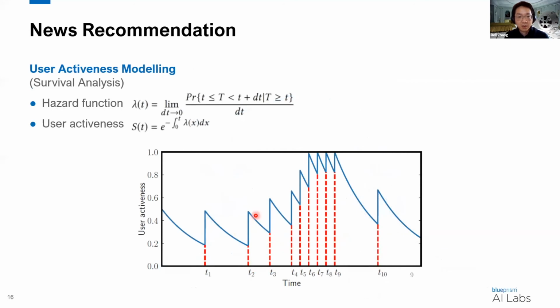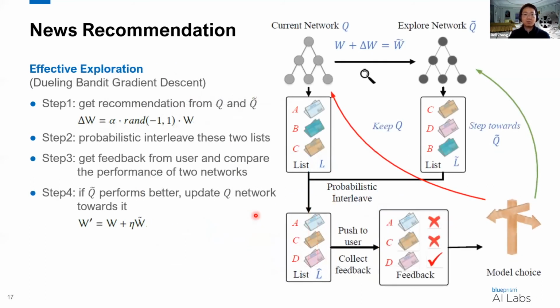And as I've mentioned, they used the user activeness, how soon the user would return back to the news recommendation service, as an additional reward. This is done by survival analysis, which is a very different topic. But the point is that you could make use of many different types of useful signals in the reward function.